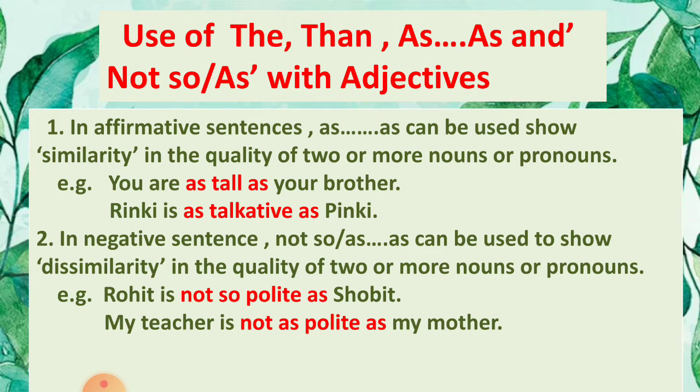In negative sentences, not so as can be used to show dissimilarity, right? So as and as are used in affirmative sentences to show similarity, but in negative sentences, to show dissimilarity, we use not so as. For example, Rohit is not so polite as Shobit. So Rohit and Shobit are compared, and Rohit is said to be less polite than Shobit. My teacher is not as polite as my mother, right? So here teacher and mother are compared and this dissimilarity is shown.